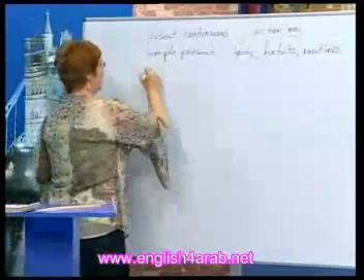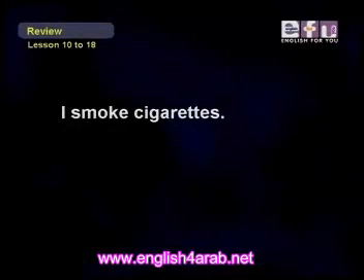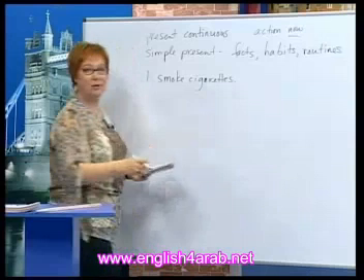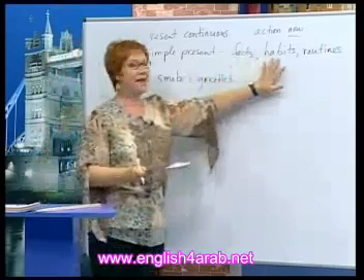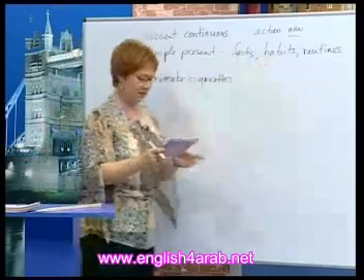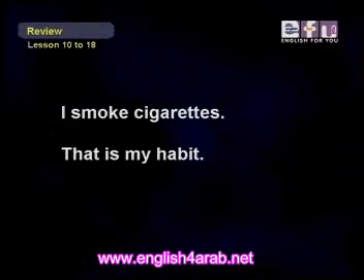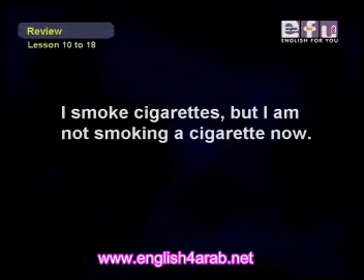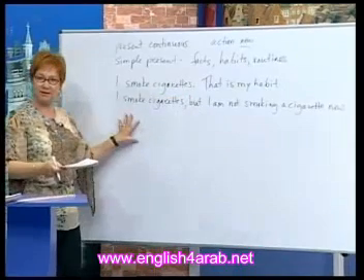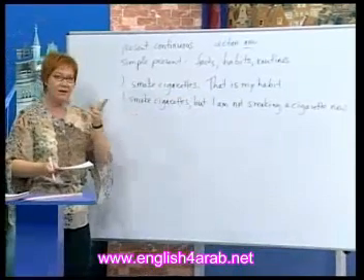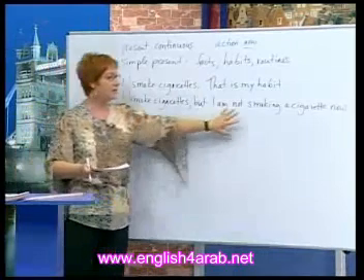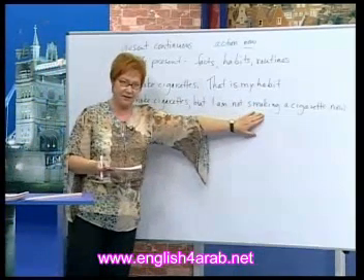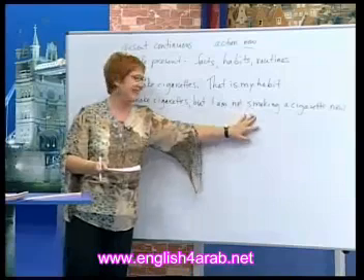Now, here's an example. I smoke cigarettes. This is a fact, it's my habit, and it's my routine, unfortunately. Okay? That is my habit. Now, I smoke cigarettes, but I am not smoking a cigarette now. This is my habit. I smoke cigarettes, but I'm not smoking a cigarette now. Okay, so this is present continuous, action now, or not action now.